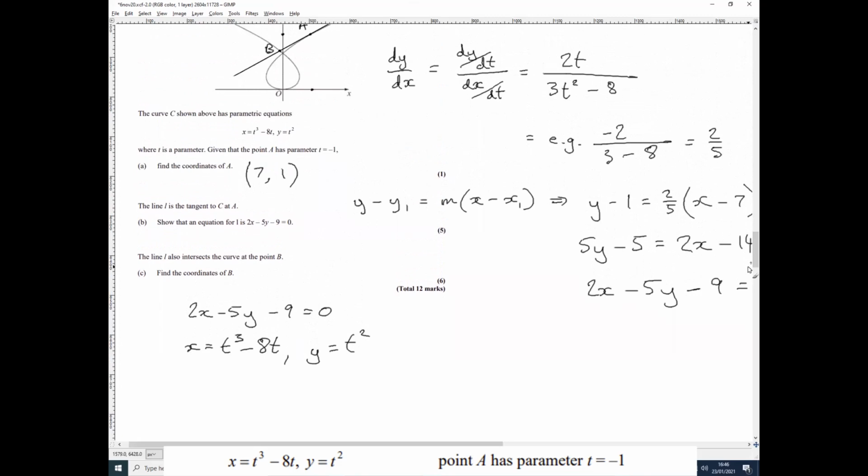Because you have stuff in terms of t, you can start to wonder that kind of thing. Actually, one good answer to that question is, we've got x here and y there. So we can replace both of those, couldn't we?